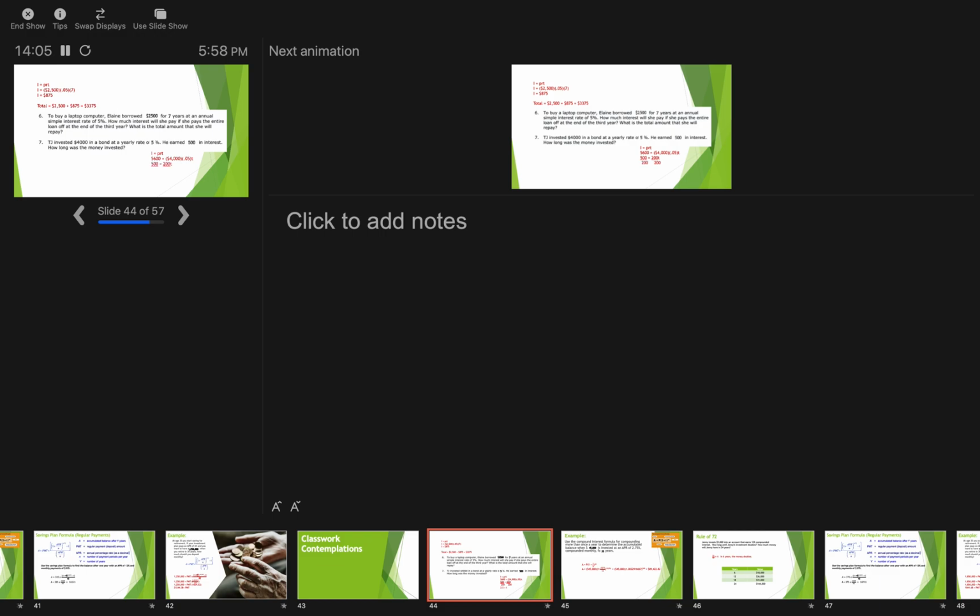I must have hit the 5 and the 6 at the same time. So underneath it says 500. So this should be 500 right here. I just probably hit 5 and 6 at the same time. 500 equals 200 T because 4,000 times 0.05 is 200. Dividing by 200, and I get T is 2.5.